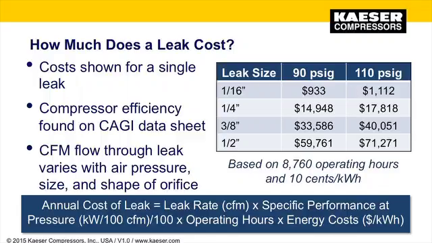Now imagine how many leaks your system probably has, certainly more than one. The amount of money you are losing every month adds up. Calculating the annual cost for a leak is fairly simple. Take a look at the formula in the blue box on the slide. You simply multiply the leak rate by the efficiency rate of the compressor times the annual operating hours times the cost for electricity.